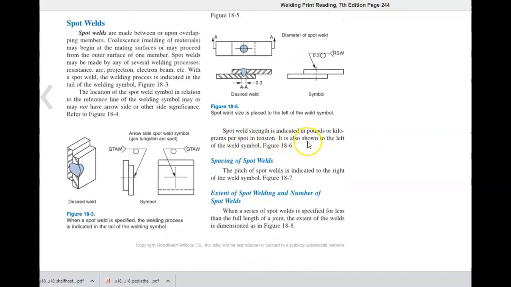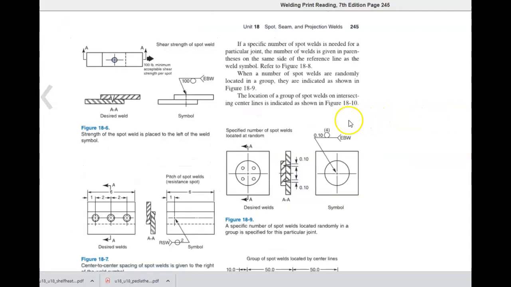Spot weld strength is indicated in pounds or kilograms per spot in tension. It is also shown to the left of the welding symbol, 18-6. Here, 100-pound minimum acceptable shear strength per spot.